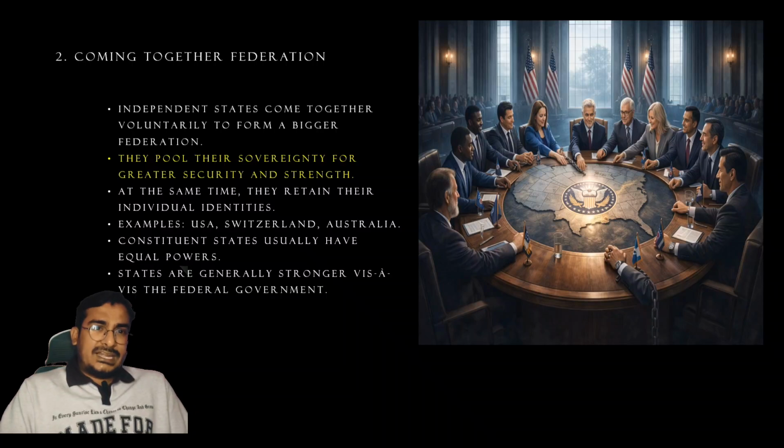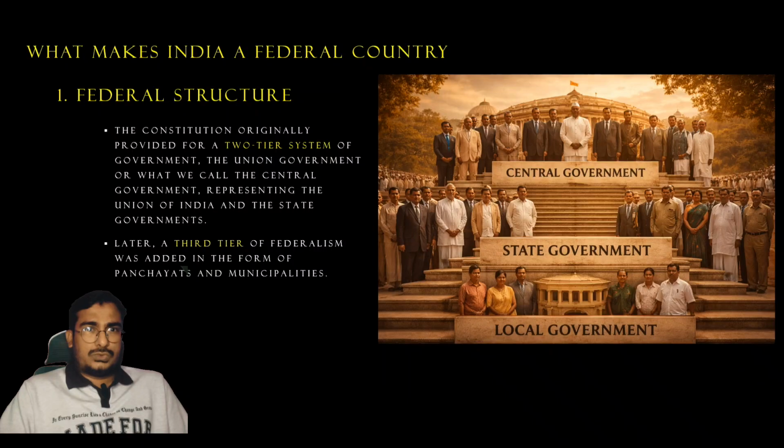Now, what actually makes India a federal country? We have five or six reasons to understand this particular topic. What makes India a federal country? It has a federal structure. It has a two-tier system in which the central government or the union government represents the Union of India, and the state governments. These are the two tiers. This is the two-tier system. And we also have a third tier of federalism, which was added in the form of panchayats and municipalities in 1992 through the 73rd and 74th amendments.